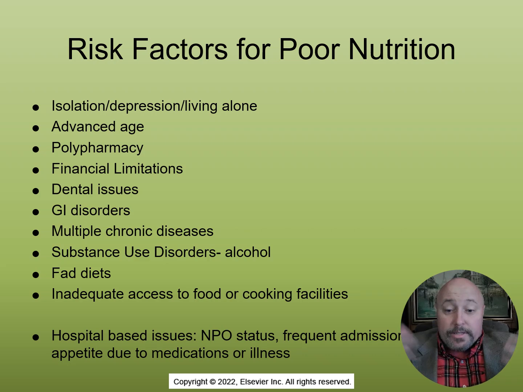It's no secret that food is getting very expensive in this country as inflation continues to amp up over the years. Other risk factors for poor nutrition are going to be everything from isolation, depression, living alone, advanced age, polypharmacy, financial limitations. Dental issues is a key one, as dental insurance and access to dentistry is another very expensive aspect of life that some people just aren't able to afford. GI disorders, multiple chronic diseases and comorbidities, substance use disorders, especially in the case of alcohol for things like B vitamins, fad diets, and inadequate access to food or cooking facilities.